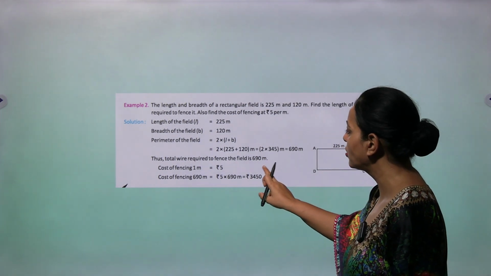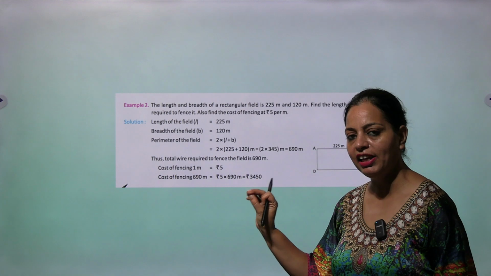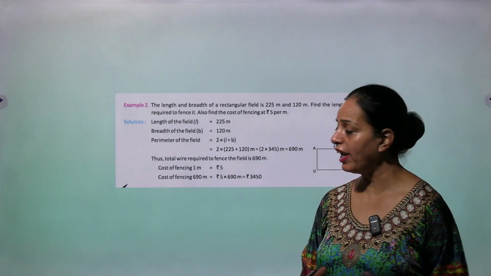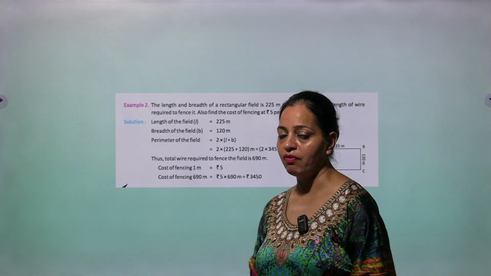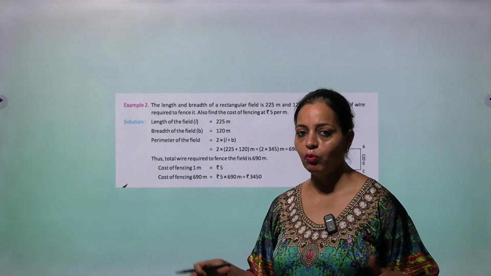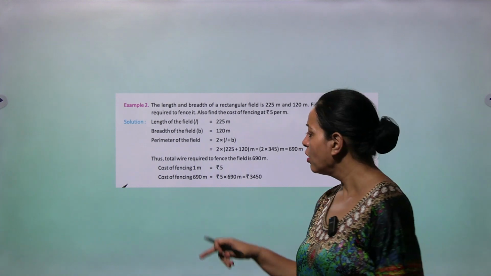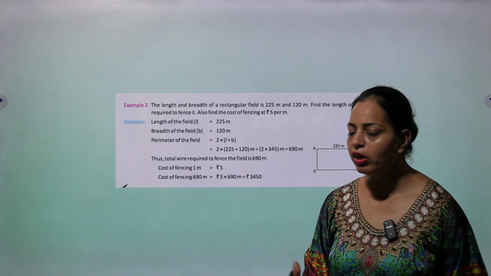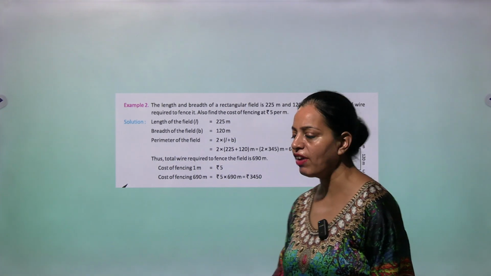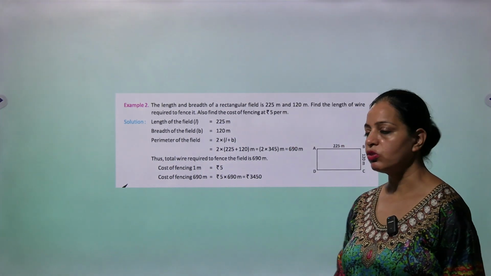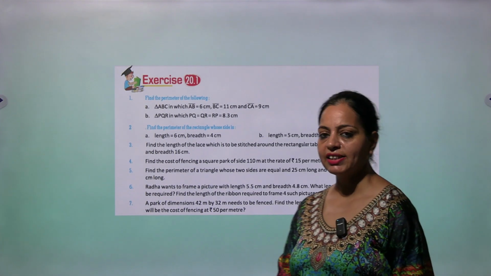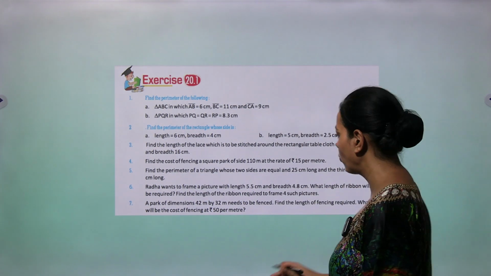यानी हमें कितनी वायर चाहिए? उसके पेरीमीटर के इक्वल 690 मीटर. अब हमें कॉस्ट फाइंड करनी है. कॉस्ट ऑफ फेंसिंग 1 मीटर. 1 मीटर में हमें फेंस करना है तो ₹5 खर्च करने हैं. सो 690 मीटर वायर के लिए हमें कितने पैसे खर्च करने पड़ेंगे? मोर. सो 690 into 5, आंसर इज ₹3,450.